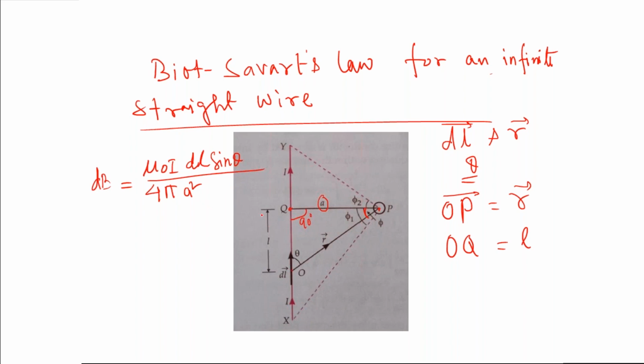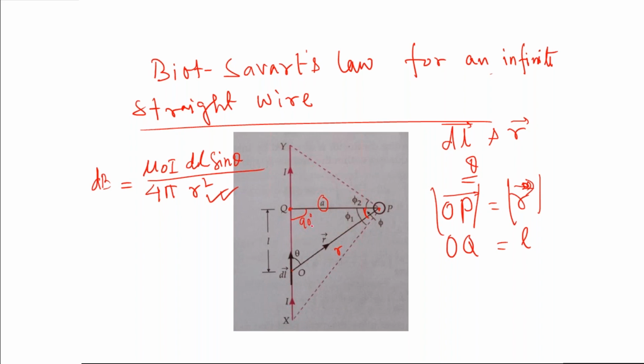I'm sorry, this is not a square now. This is actually the vector distance from the current element, so it will be r square. So mu0 I dl sine theta by 4 pi r square. So this has a magnitude of length r. I'll use this expression.